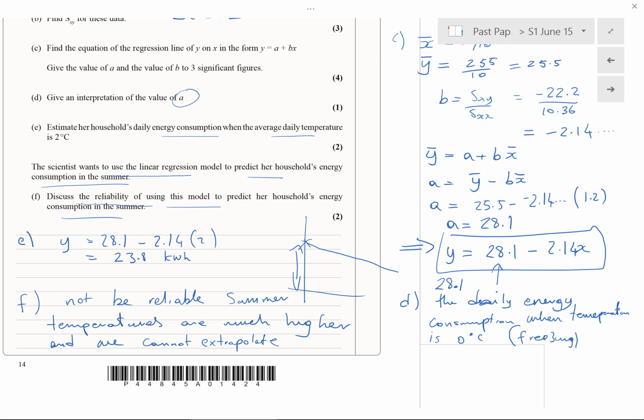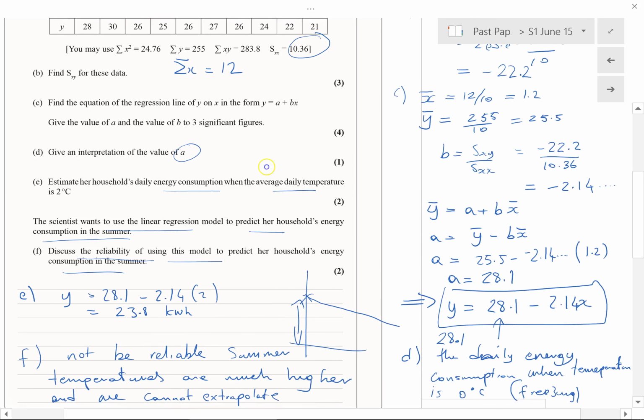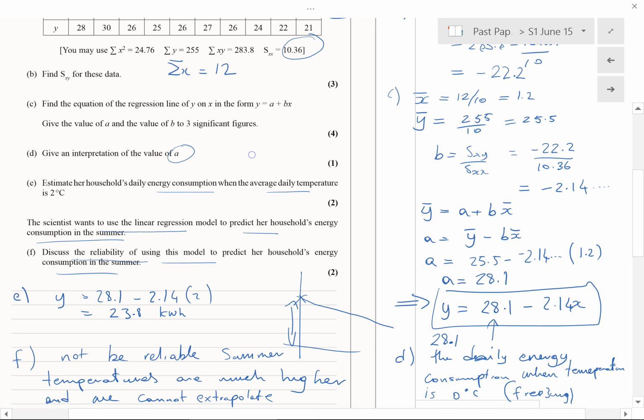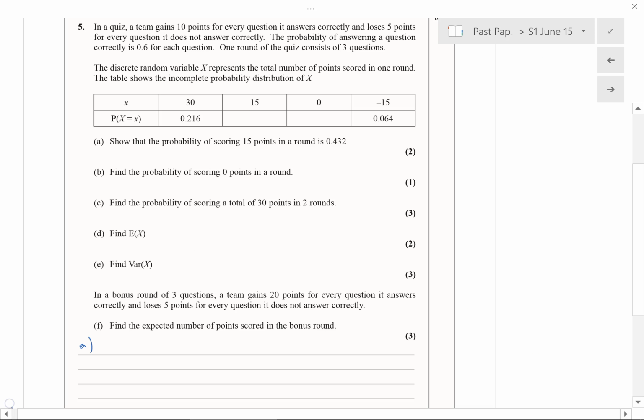Okay, so let's have a look at what question 5 has in store. Okay, so this is a discrete random variable question. It's about a quiz with 3 questions, and you get 10 points for every correct answer and -5 for every incorrect answer.